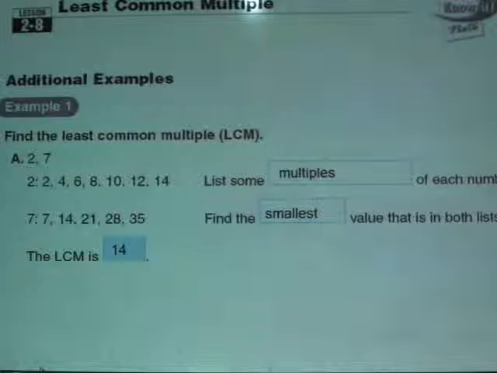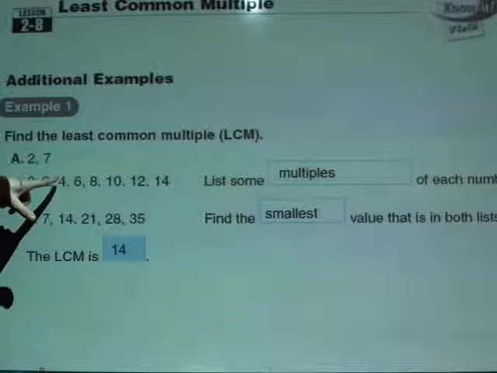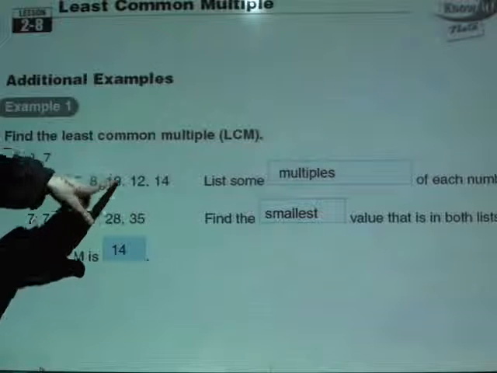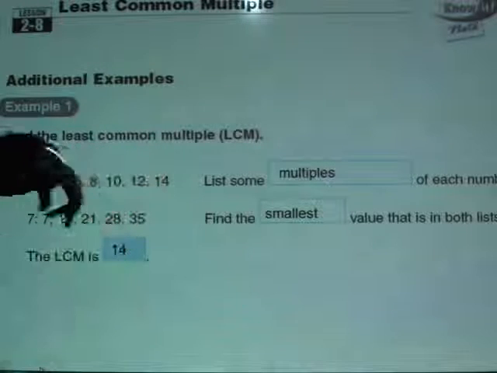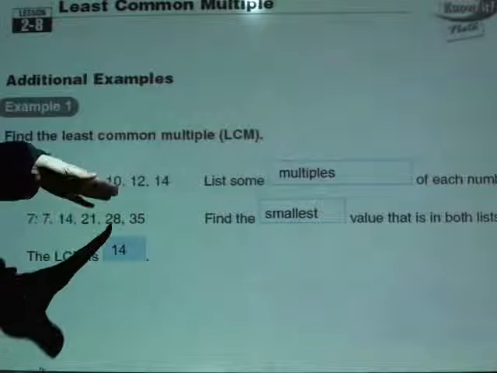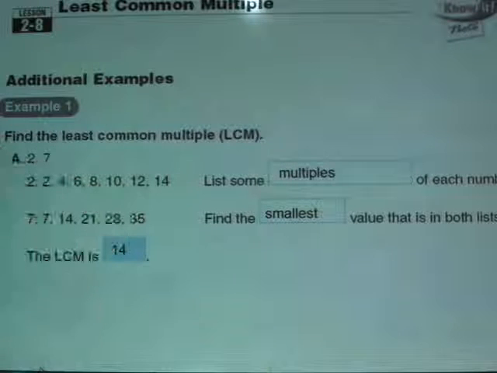2, 4, 6, 8, 10, 12, 14. Realize what this is. 2 times 1, 2 times 2, 2 times 3, 2 times 4, 2 times 5, 2 times 6, 2 times 7, and so on and so forth. 7 list, 7, 14, 21, 28, 35. We could keep going, but the reason they've stopped is because they've encountered a match. But again, just to be clear, realize what this is. 7 times 1, 7 times 2, 7 times 3, 7 times 4, 7 times 5, and they would continue if they needed to.